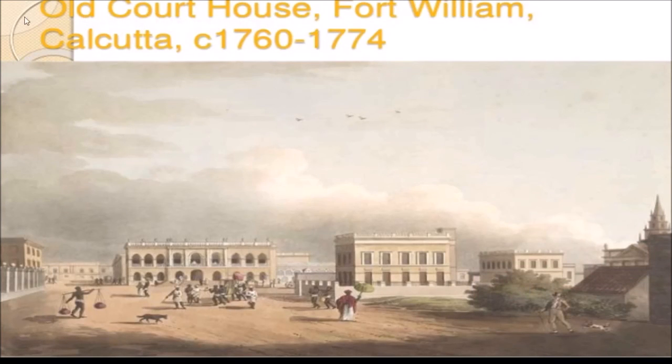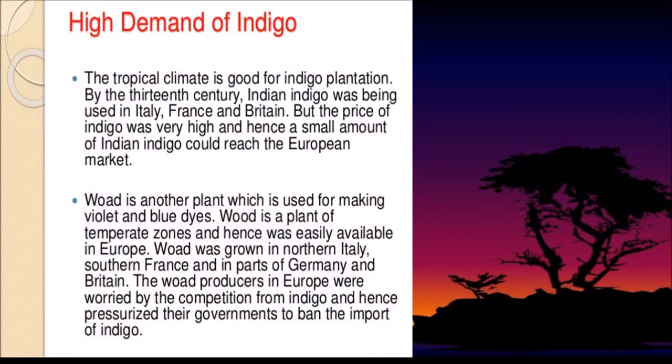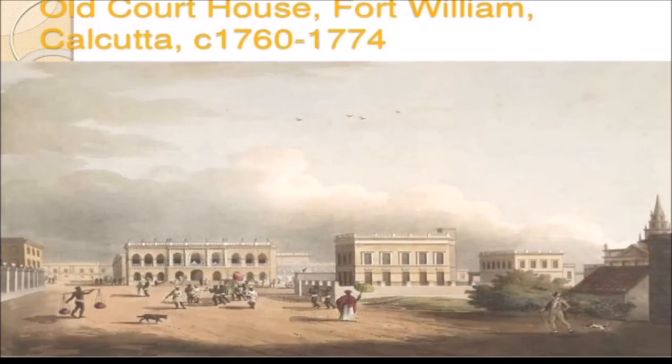Next, this is the picture of the old courthouse, Fort William, Calcutta. Now it is Kolkata. Old courthouse, Fort William, Calcutta. This picture was taken between the years 1760 and 1774. So with this, let us end this session today, children.